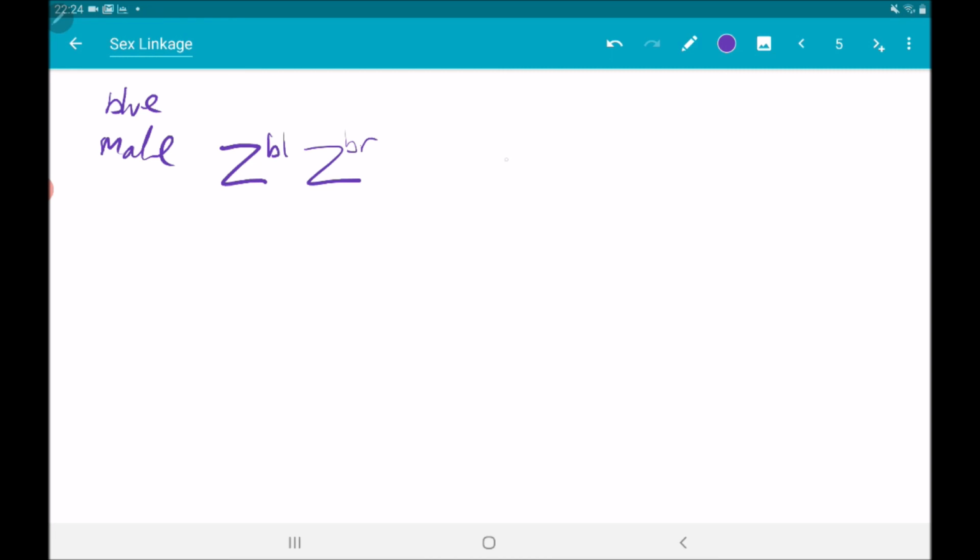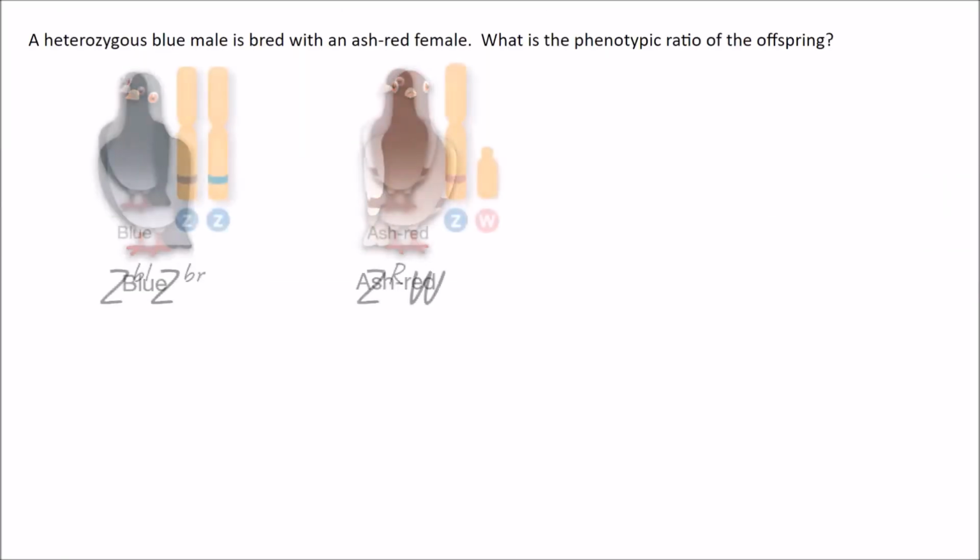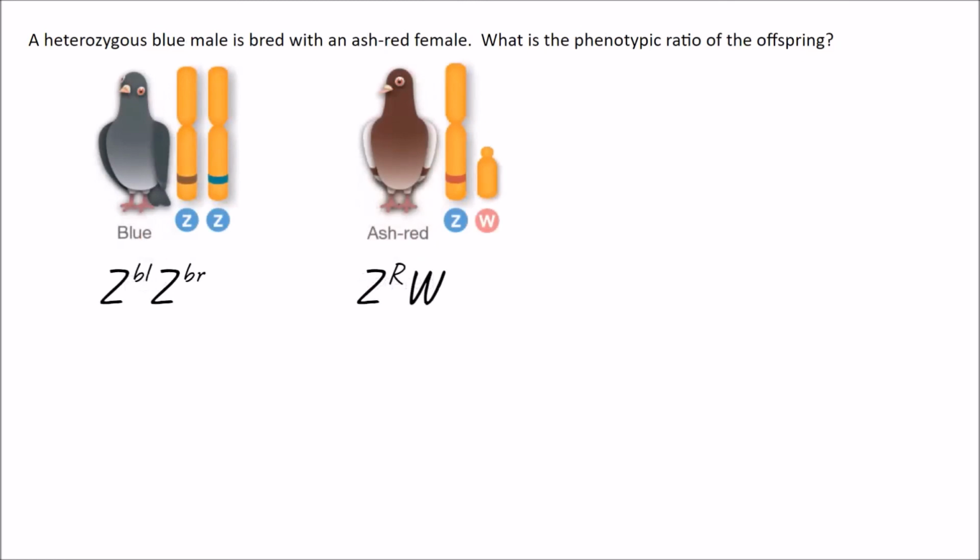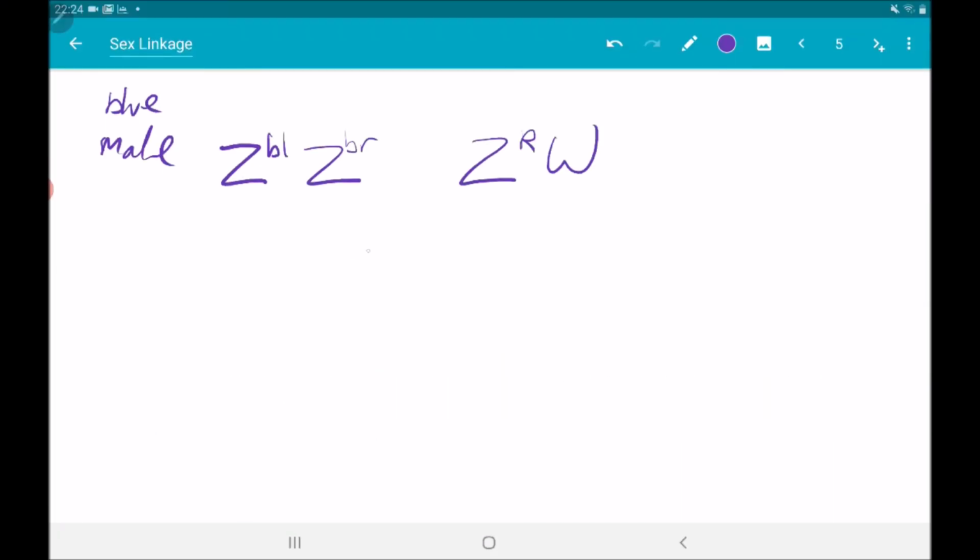And then an ash red female, so she's carrying the most dominant allele, the R, but she's only got one. Her second chromosome is W. So that's the genotypes of the two parents. That's going to give us the male with a Z chromosome with the blue allele and a Z chromosome with the brown allele, and that's been crossed with a Z chromosome with the red allele and a W chromosome.